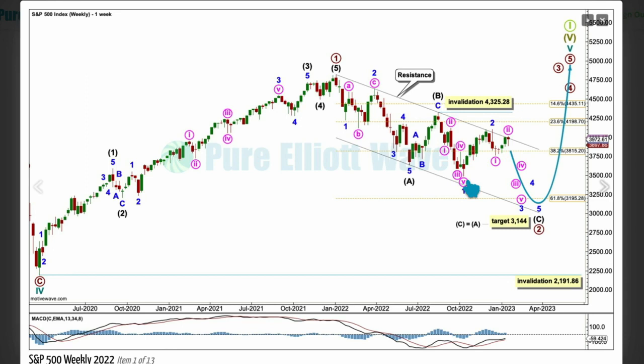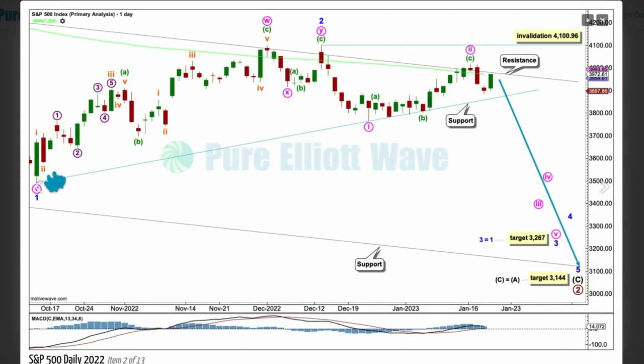Let's take a look at the bearish count at the daily chart level. This high of minor wave 2 is this point up here. This is all of minor wave 2. It fits as a double zigzag. A little bit of a problem with this bearish wave count.